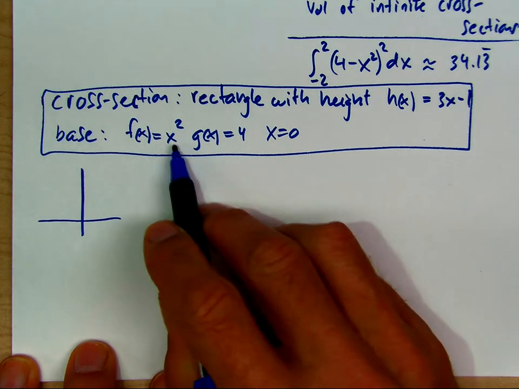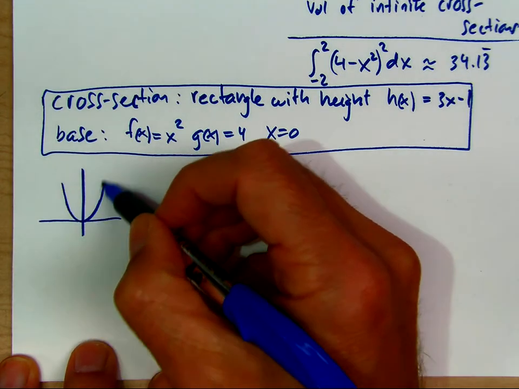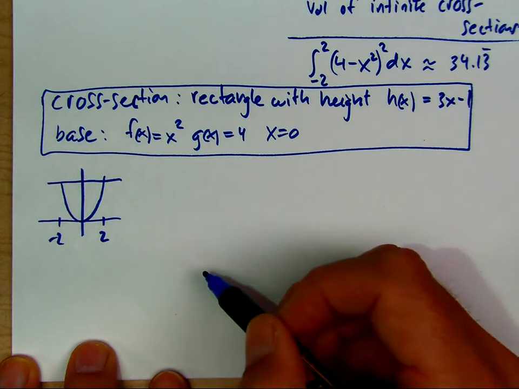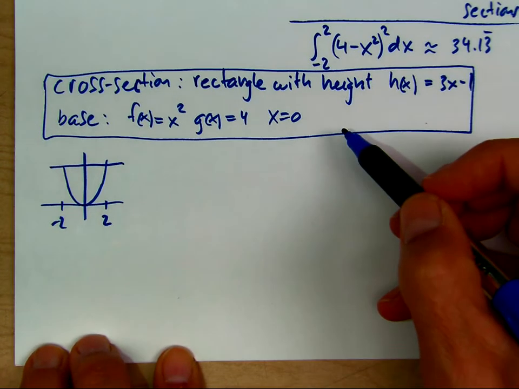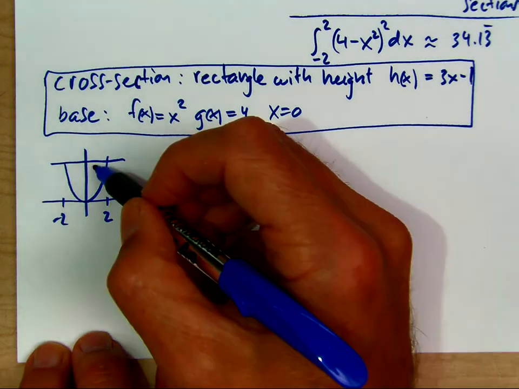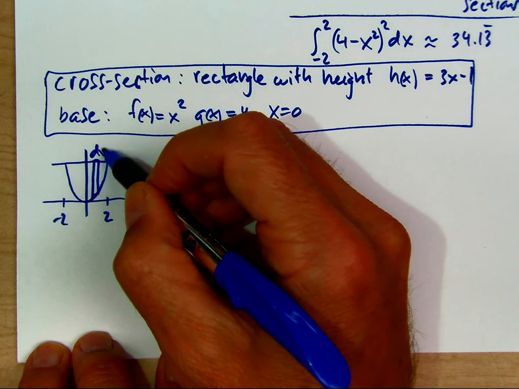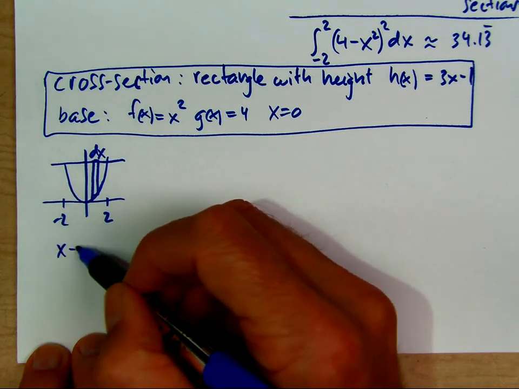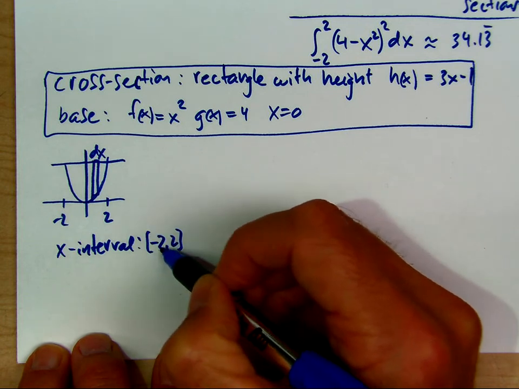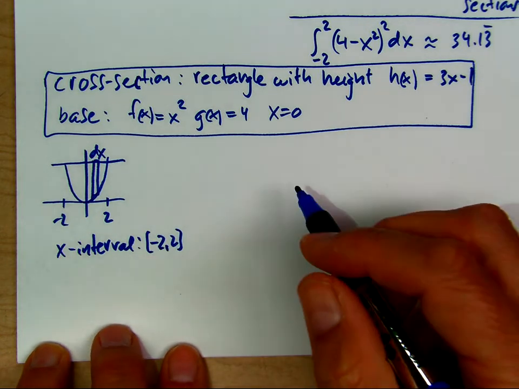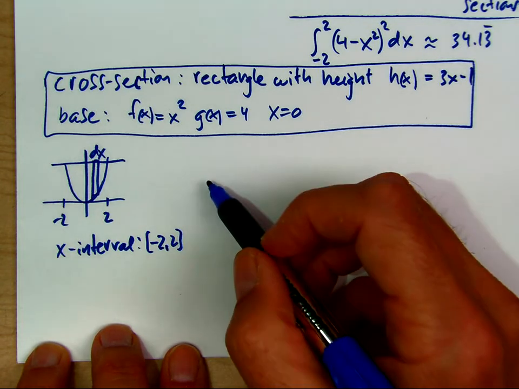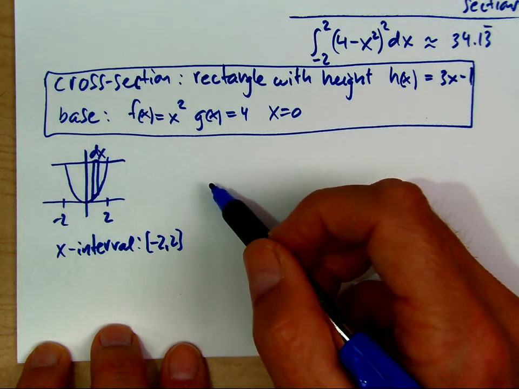X squared and 4. Well, that's the same region that we just had. We know it goes from -2 to 2, and for all the problems that we do today, the cross sections are perpendicular to the x-axis. So we know we have a differential of x, and we have the x interval -2 to 2. So the solid will look similar to the square we just did. The height will be different.